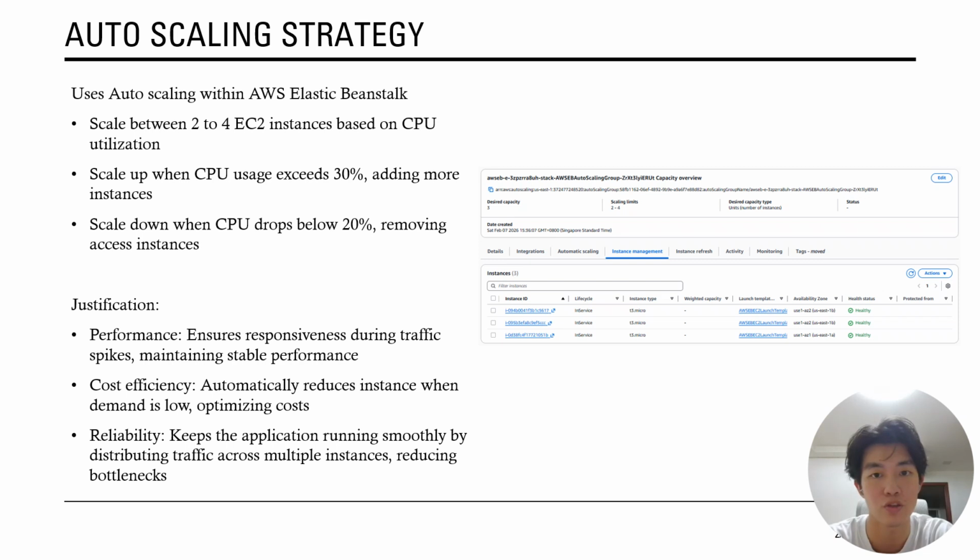This approach gives us three main benefits. First, performance, because the system can handle sudden traffic spikes. Next will be cost efficiency, since we only use more resources when needed. And lastly will be reliability, because traffic is distributed across multiple instances, reducing bottlenecks.